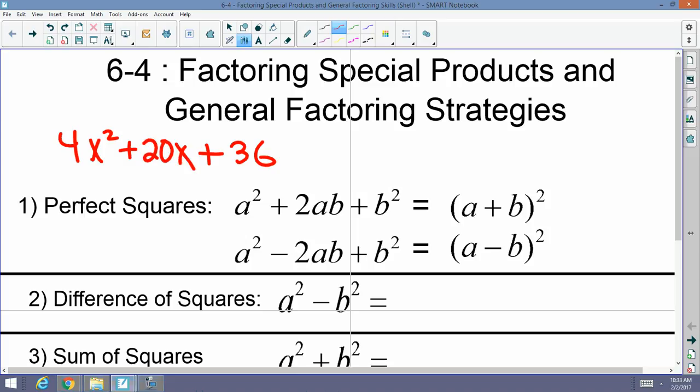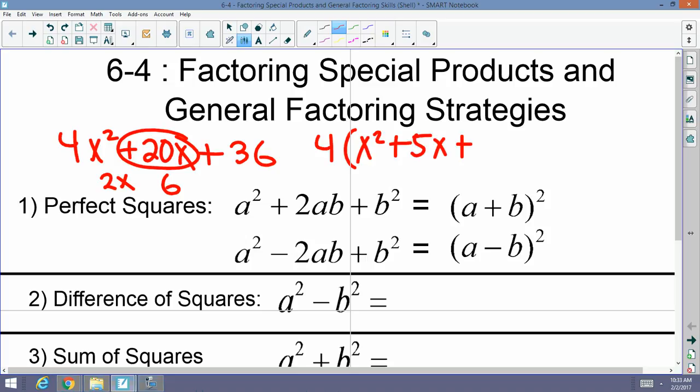Is 4x squared a perfect square? What is the square root of 4x squared? 2x. Is 36 a perfect square? What's the square root of 36? What is 2 times a times b? 2 times 2x times 6 is 24. Is that a perfect square? No. However, is this prime? No, because I can take out a 4, and then I've got x squared plus 5x plus 9. But then I cannot go any further than that.